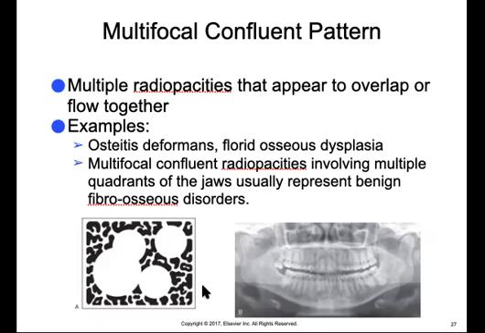So here's an example of the pattern of what that would look like to your left. And the x-ray to your right, it's not really easy to see there. There is actually that version in your book. It's a lot clearer in the book. But over here to the right of the x-ray, we'll see little radiopaque bubbles around there. And so that's what a multifocal confluent pattern would look like.